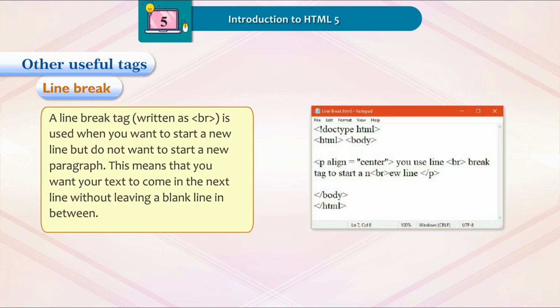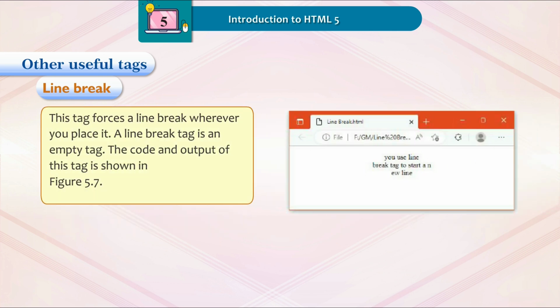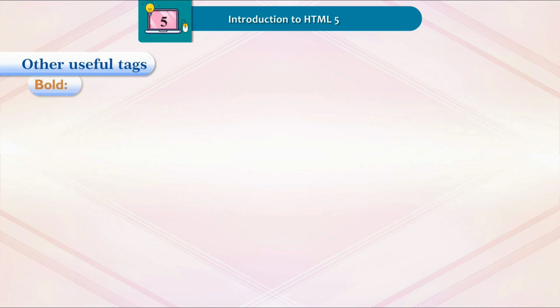Line break. A line break tag written as BR is used when you want to start a new line but do not want to start a new paragraph. This means that you want your text to come in the next line without leaving a blank line in between. This tag forces a line break wherever you place it. A line break tag is an empty tag. The code and output of this tag is shown in figure 5.7.